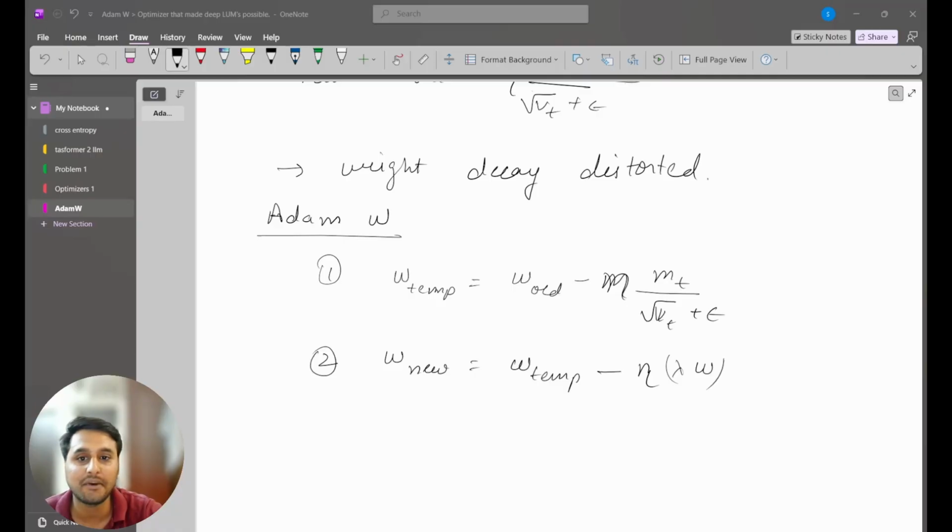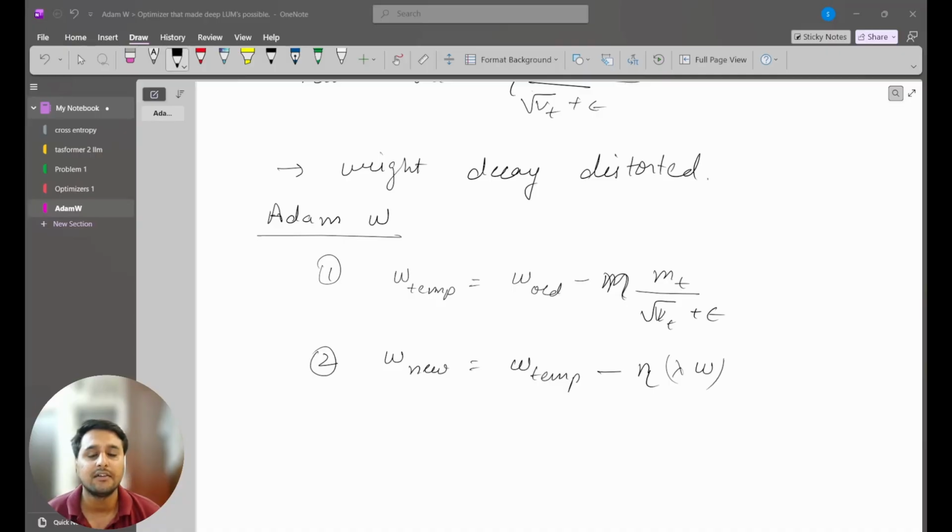It basically separates the two processes. Now let me connect this back to the big picture. Why did AdamW unlock deep LLMs? When you have a model with billions of parameters, if you remember, GPT-2 had 1.5 billion parameters, the problem is not just speed, it is generalization at scale. With that many parameters, the model can memorize the entire training set if you let it, and that is catastrophic.